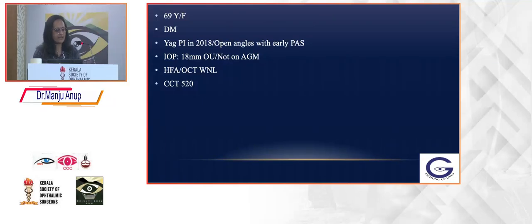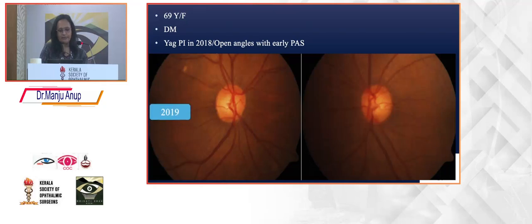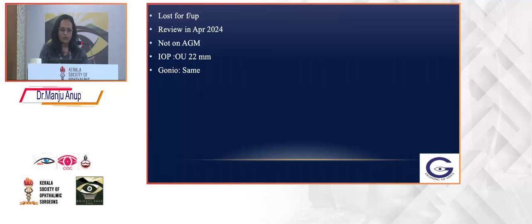She was a 69-year-old female. She underwent YAG-PI in 2018, and following YAG-PI, her angles were open with a few peripheral anterior synechiae, and her intraocular pressure was 18 millimeters in both eyes without any anti-glaucoma medication. Fields and OCT were done in 2019, which were normal, and the central corneal thickness was 520. This was her fundus picture in 2019. Then she was lost to follow-up with us because of COVID time, and then she reviewed in April 2024.